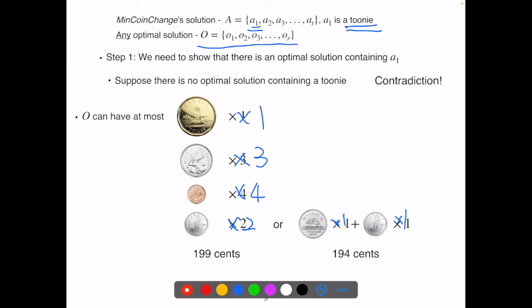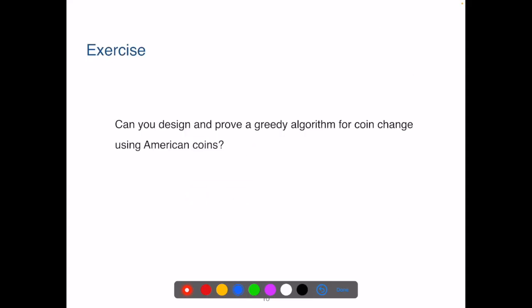Step number 2 of showing O is optimal will be very similar to the proofs we saw before, and you should be able to figure that out by now. In addition to completing the proof, another exercise is to have the greedy algorithm for CoinChange using American coins. It is very similar to that of using Canadian coins. Please feel free to explore.